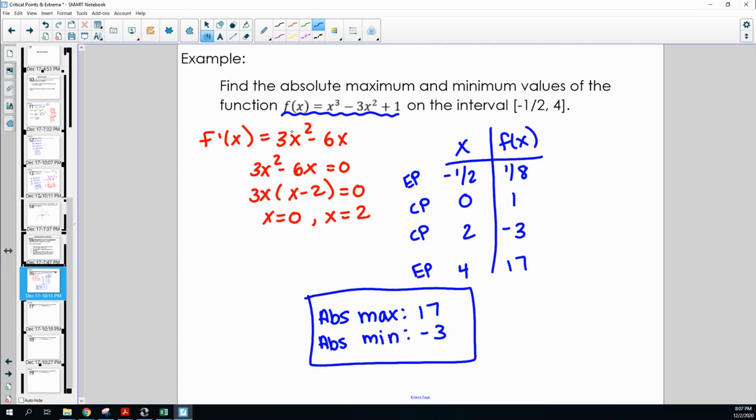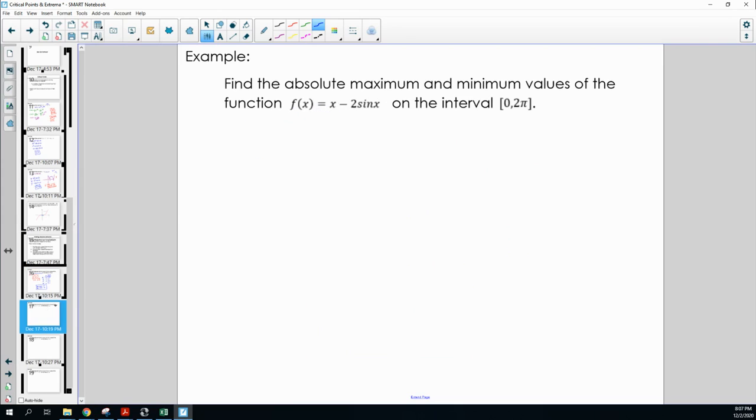Okay, so we're finding our critical points, making a chart with the endpoints and the critical points, plugging them into the function and seeing which of the y values gives us the largest or smallest value. Okay, let's look at another one. Same thing, find the absolute max and min.